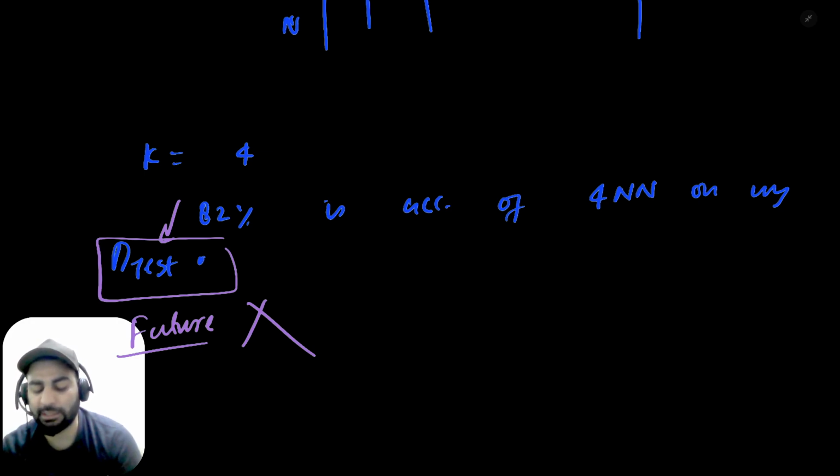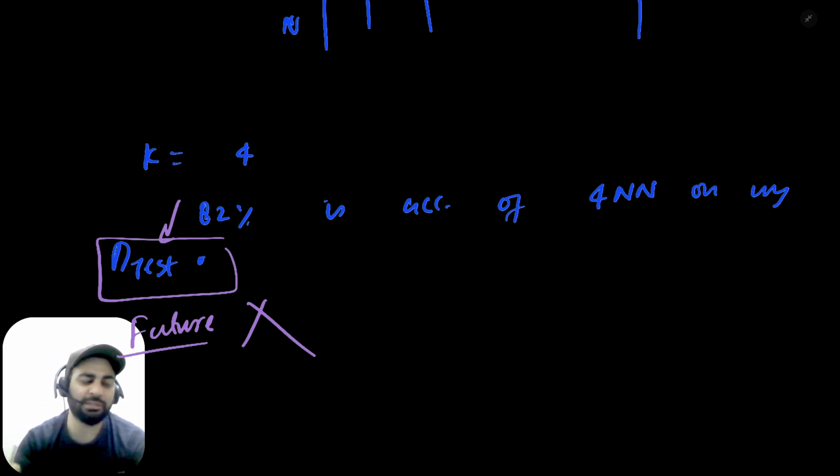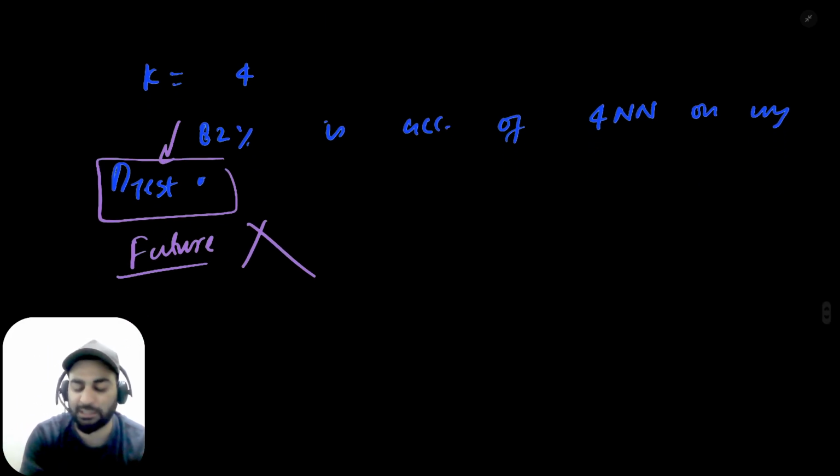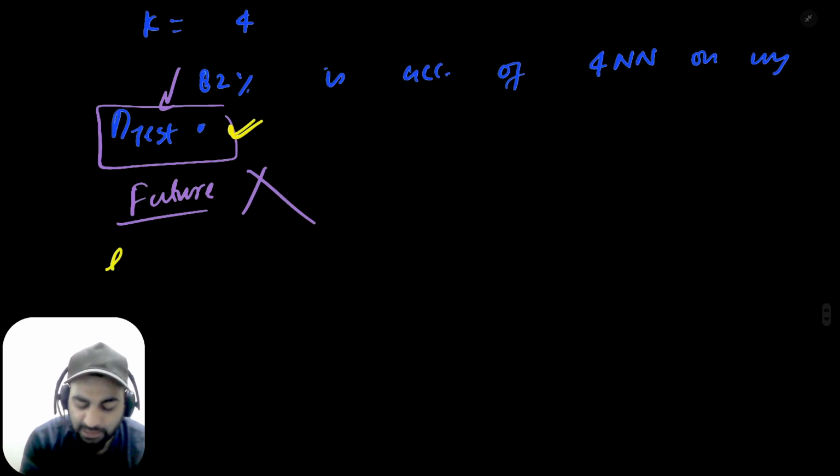On the test data I'm sure that 82% accuracy is there, but what will happen in the future, I don't know. I don't know if the distribution will remain the same, or if the accuracy will be high or low. So for that we'll have to see what can be said about the unseen data. Here you are seeing the data. So now the question of generalization still remains.